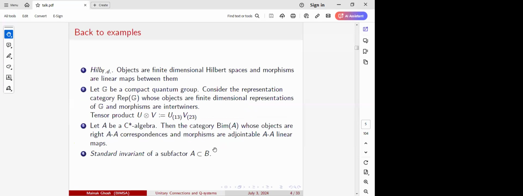Now, all these examples, except example number 3, satisfy one more condition in addition to being a C* tensor category, which is the existence of dual objects. Those C* tensor categories in which every object has a dual object will be called rigid C* tensor categories. So that is what we define next.